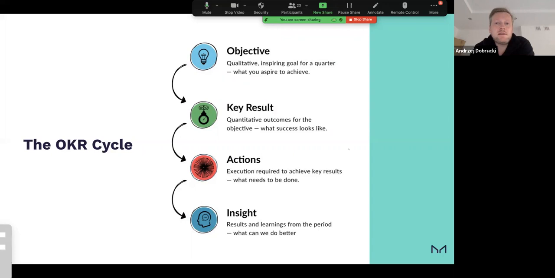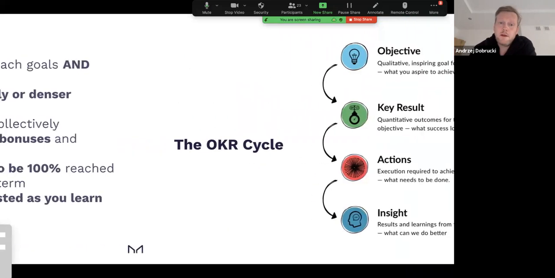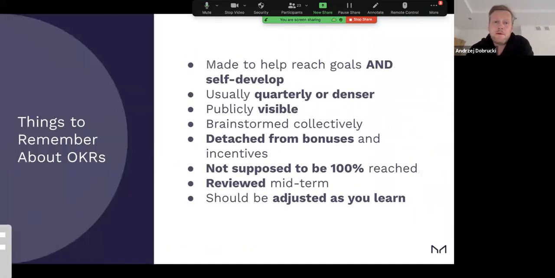And the insight is actually the retrospective, which means that we review all the way how we were going toward the direction, and we're trying to measure what needs to get maybe fixed, maybe adjusted. So we're basically learning on the way. That's what the OKRs are supposed to do. And the things that are really important to remember about them is that they are made to help people self-develop while moving the company towards its business objectives.